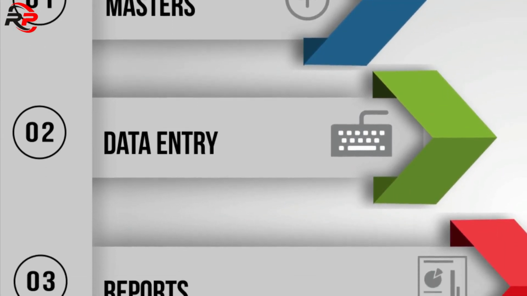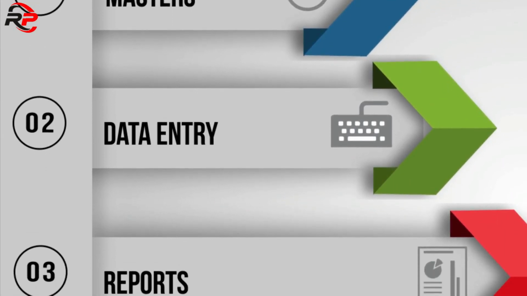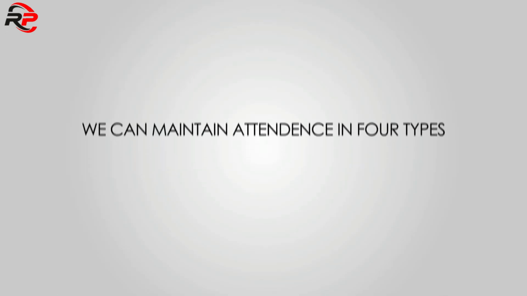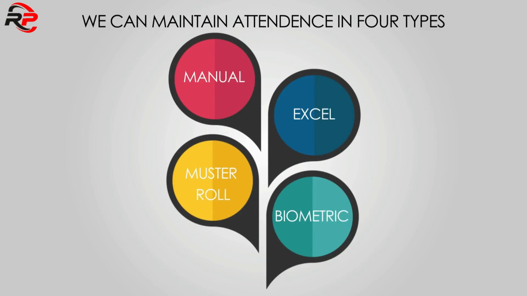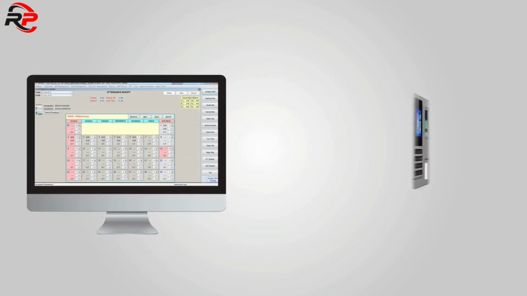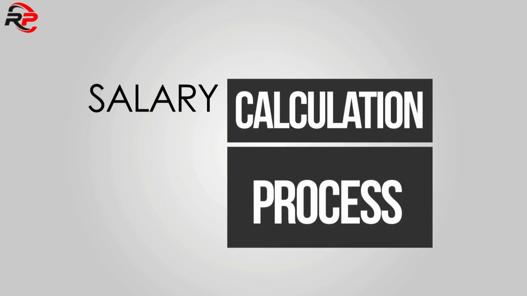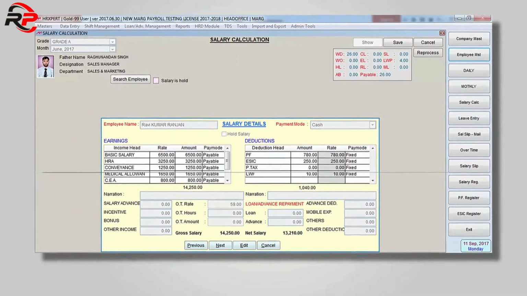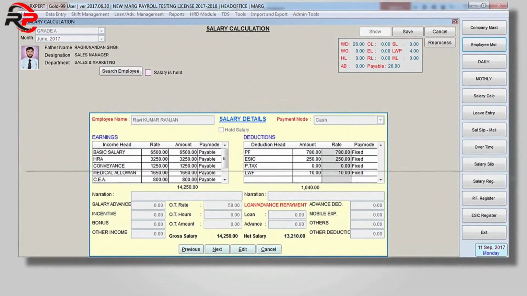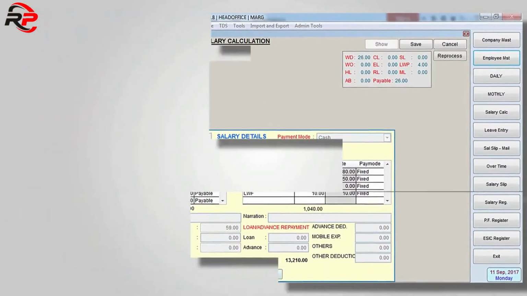Now let's move on to the Data Entry part. By using this Data Entry option, we can maintain attendance in 4 types, such as through the biometric machine, through Excel, through muster roll, and through manual attendance. Now let's take a look at the salary calculation process. As you can see on your screen, this is the salary calculation details which is generated through Marg HRXpert software.